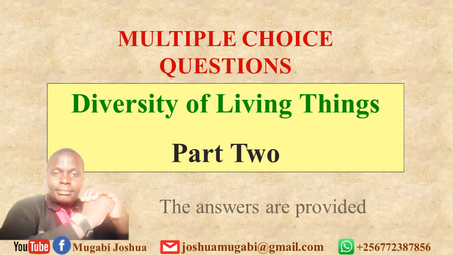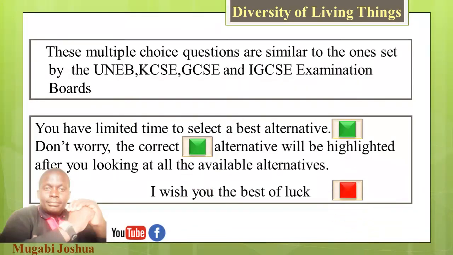In this part of our multiple choice questions, we are running from 51 to 100. Those are the questions. This is part 2, diversity of living things. Let us start our questions. These multiple choice questions are similar to the ones set by UNEB, KCSE, GCSE, and IGCSE examination boards. You have limited time to select the best alternative. The green button will show you exactly the correct alternative. But don't worry, the correct alternative will be highlighted after you look at all the available alternatives. Other alternatives which are not the correct alternative will be indicated by the red button. I wish you the best.